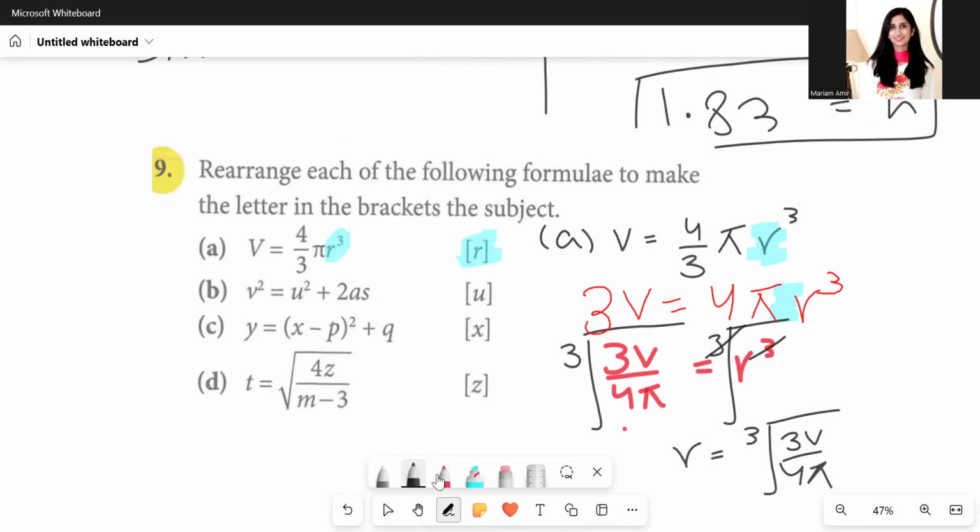Now, some students make this blunder. When they're writing the final answer, they make the cube root symbol very small, and it appears like the cube root is only on the numerator. This is wrong. You will get penalized for that. So make sure when you're taking cube root, your cube root appears to be on both the numerator and denominator. This is the right way of writing it. This is wrong. Don't leave it like that. Okay.